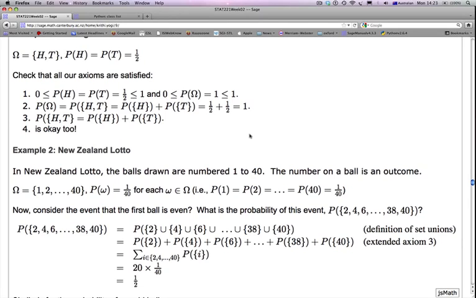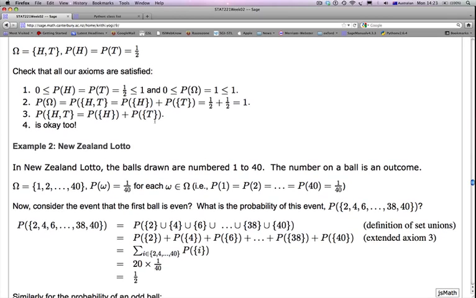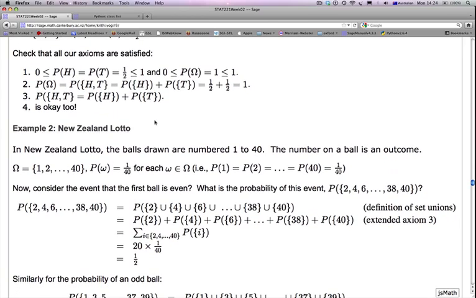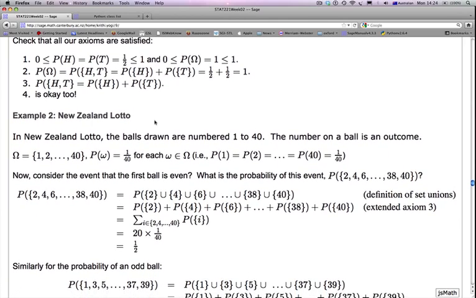Now what about axiom 3? The probability of {H, T}, there should be a close parenthesis here, it's a typo, is the probability of H plus the probability of T. H and T are disjoint events because H intersection T is the empty set. So the probability of either H or T happening is the probability of H plus the probability of T. This is also true. We don't have to really worry about axiom 4 because there are only finitely many elements in capital Omega here.